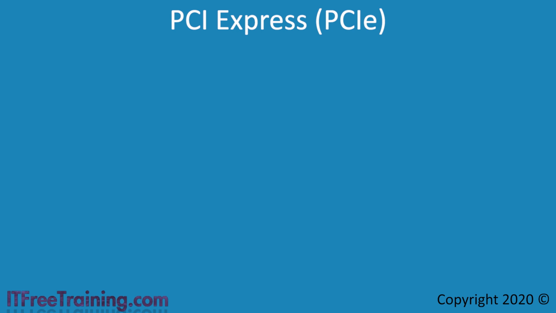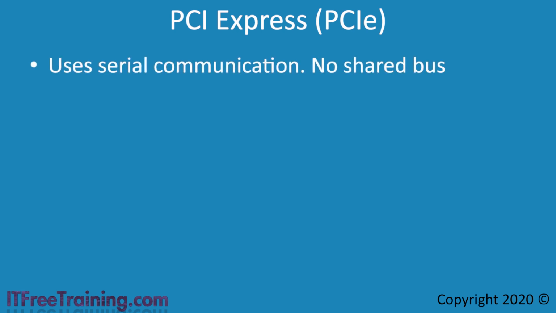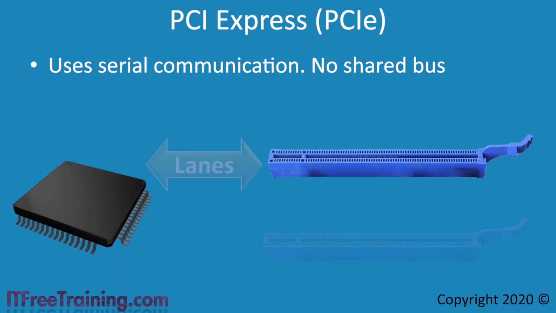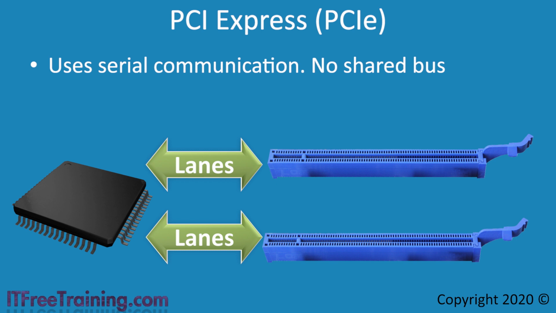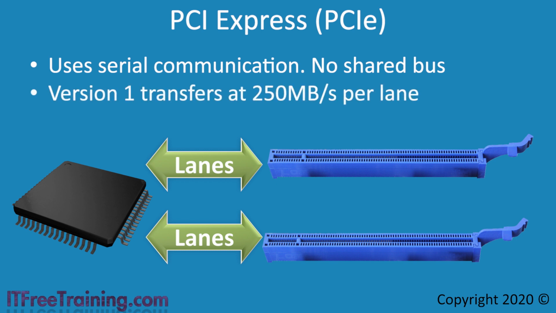PCI Express is very different from PCI in that it uses serial communication and there is no shared bus. Each of these serial connections is called a lane. Each serial slot will have one or more lanes, with the current standard having a maximum of 16 lanes. Version 1 of PCI Express transfers at 250 megabytes per second. Compare this with PCI, which transfers at 133 megabytes per second. And this is only version 1. It only gets faster. PCI is parallel, while PCI Express is serial.